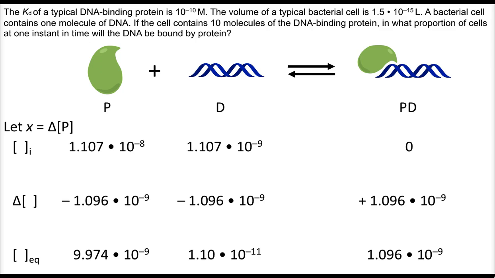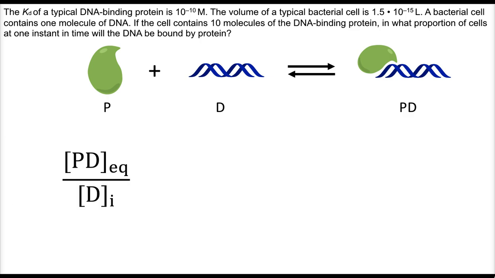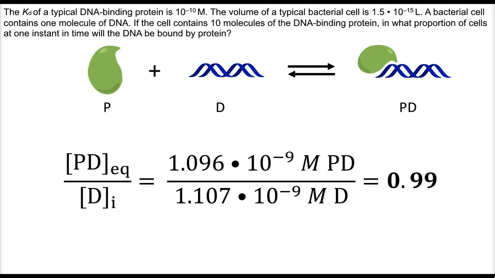A filled-out ice chart contains everything you need to solve a Kd problem. In this case, we're asked to find the population of cells at one instant in time in which the DNA is bound by protein. This is the same thing as asking for the ratio of the equilibrium concentration of the protein-DNA complex to the initial DNA concentration. Substituting my values from my ice chart, I obtain 0.99, meaning that in a given population of bacterial cells, 99% of them will have a protein bound to their DNA.